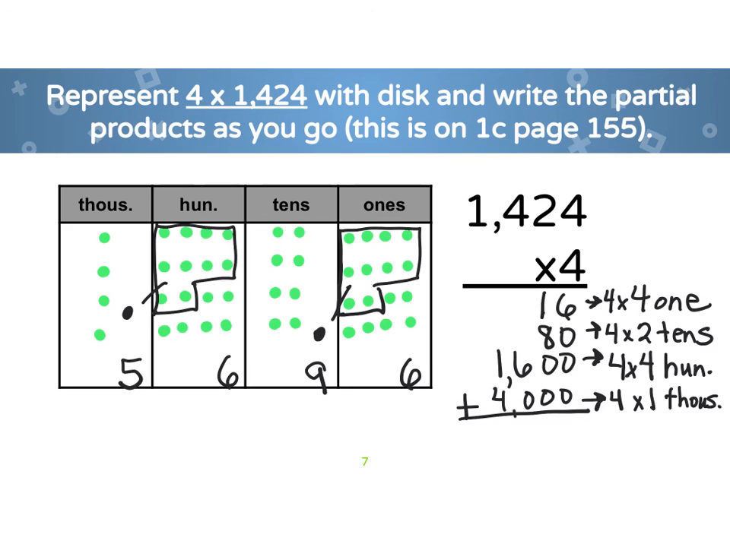Okay, so your partial product should look like this. I have 4 times 4, 16. 4 times 2 tens would be 80. 4 times 4 hundreds would be 1,600, and then 4 times 1,000 would be 4,000. Okay, and it matches, so I'm going to go to the last slide now.